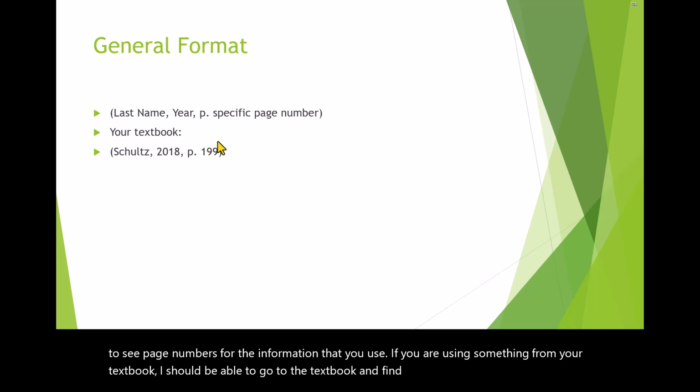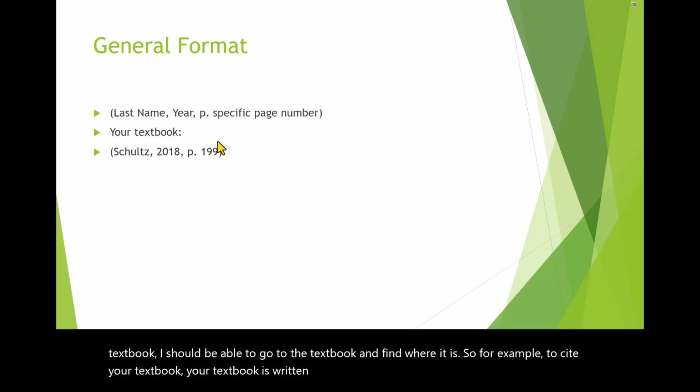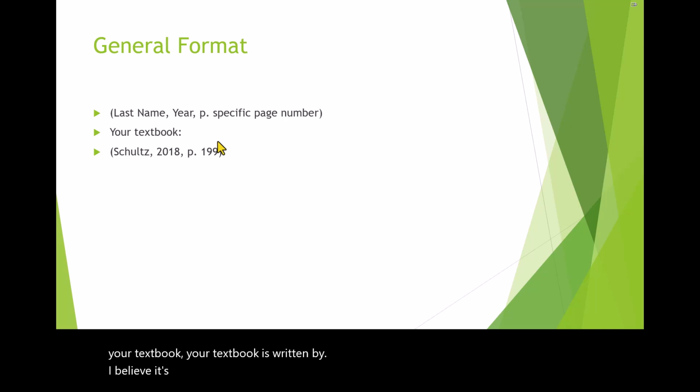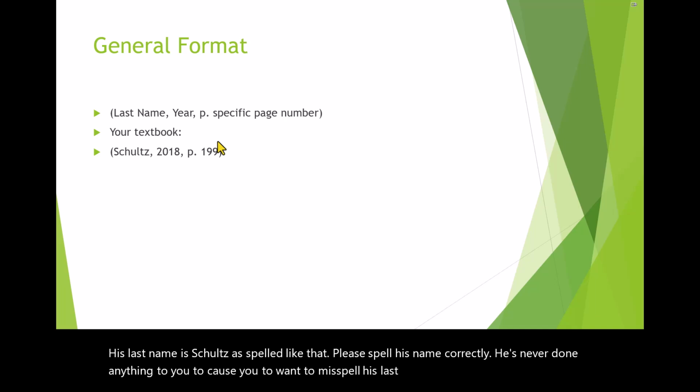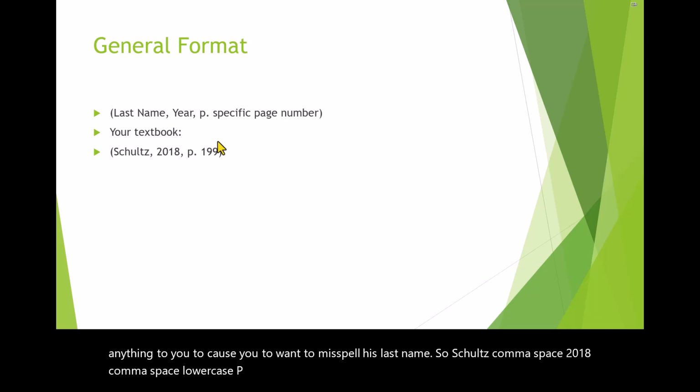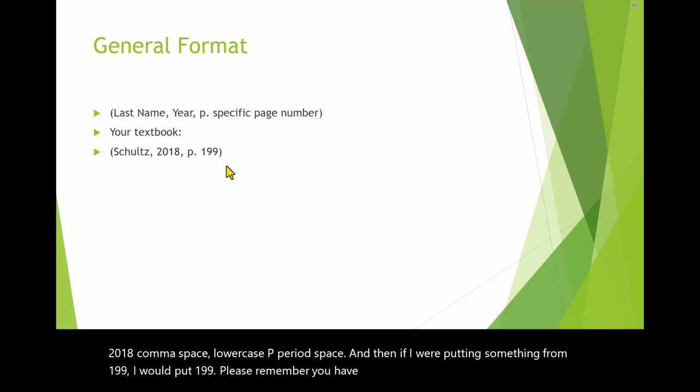So for example, to cite your textbook, which is written by, I believe, Kevin M. Schultz, but his last name is Schultz, spelled like that. Please spell his name correctly. He's never done anything to you to cause you to want to misspell his last name. So Schultz, comma, space, 2018, comma, space, lowercase p, period, space, and then if I were putting something from page 199, I would put 199.